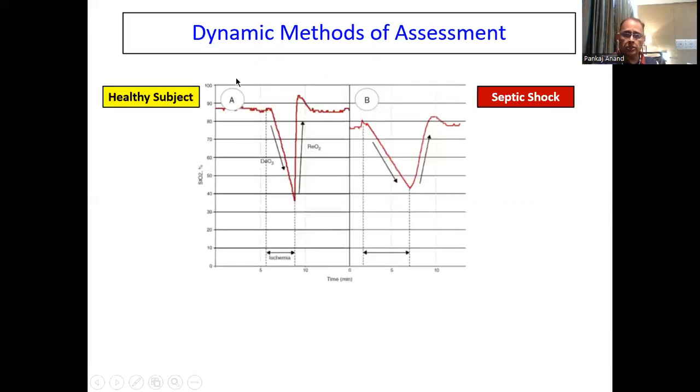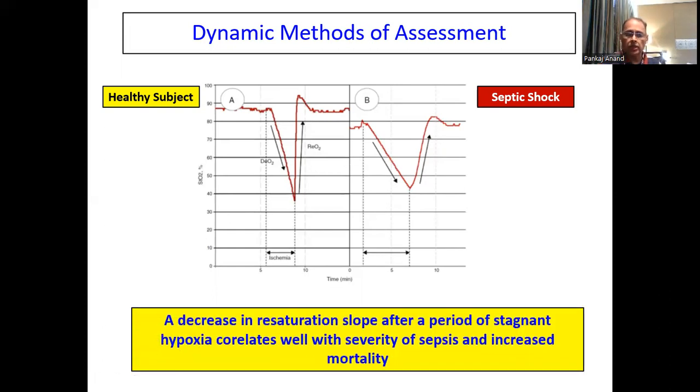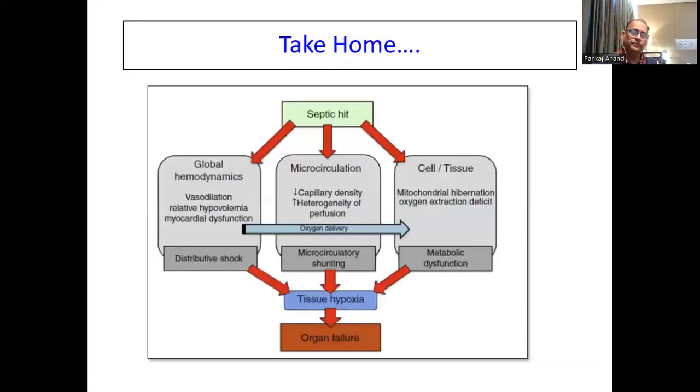In a healthy subject, this is how the graph appears. But in a patient of septic shock, you'll appreciate that there is a decrease in the resaturation slope after a period of stagnant hypoxia, associated with severity of sepsis and increased mortality. So the poorer the resaturation slope here, the more severe is sepsis and the increased chances of death.